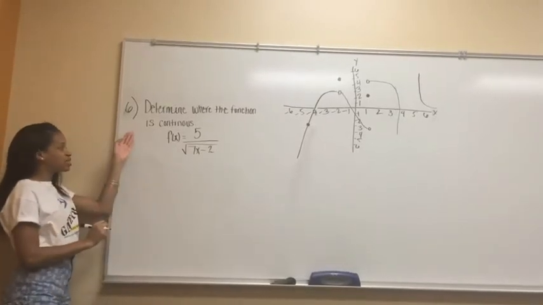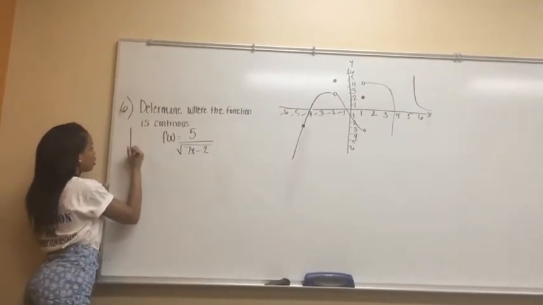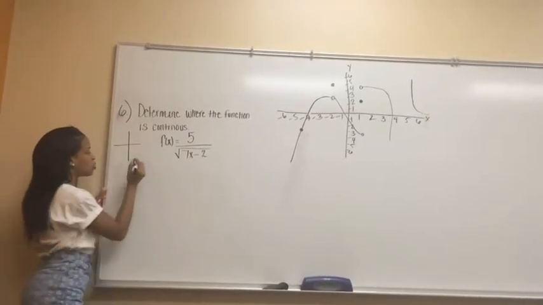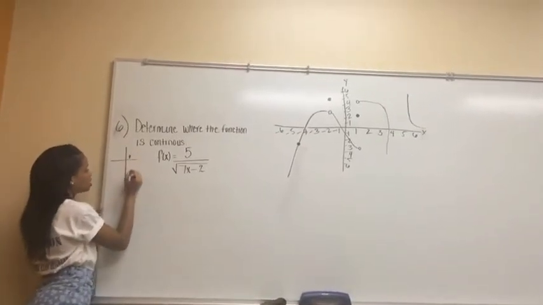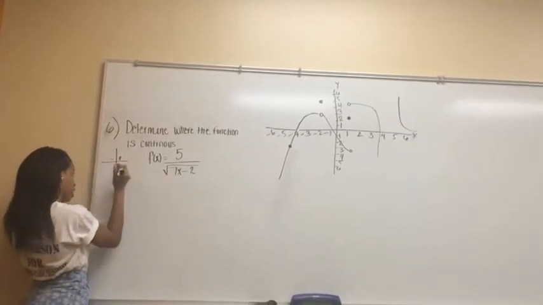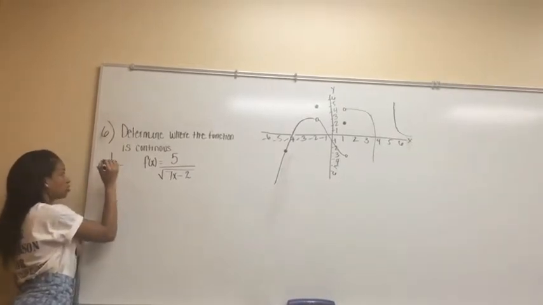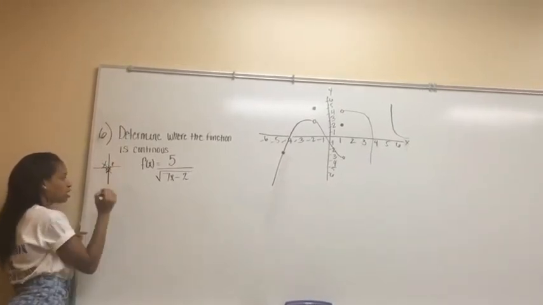Okay, so here, number 6, we have to determine where the function is continuous. So, the function will more than likely be continuous when it's positive, not when it's negative because of the radical. You cannot have a negative number in the radical. And not when it's 0 because you cannot have a 0 denominator. So we're going to cross out negative and 0.